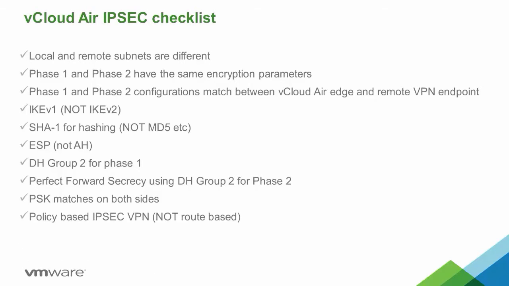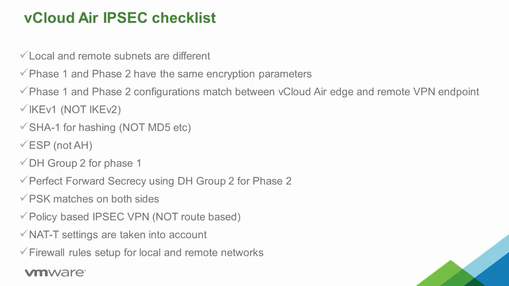Make sure that the VPN tunnel that you're configuring on the third-party appliance is policy-based and it's not route-based. Make sure that the NAT-T and the NAT traversal settings are taken into account. And I'll show you what I mean by this when we're configuring the peer IDs and peer IPs with the vShield Edge configuration. And make sure the firewall rules are set up for the local and remote subnet.